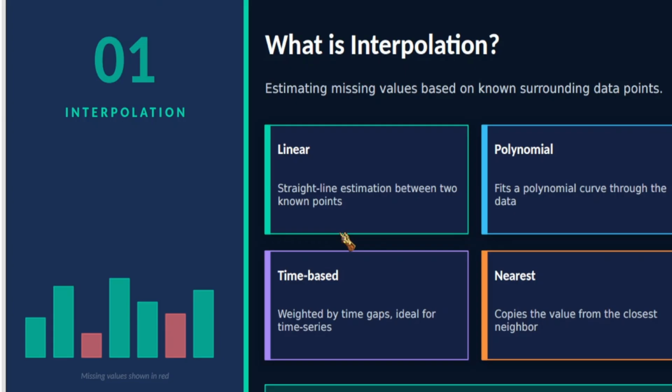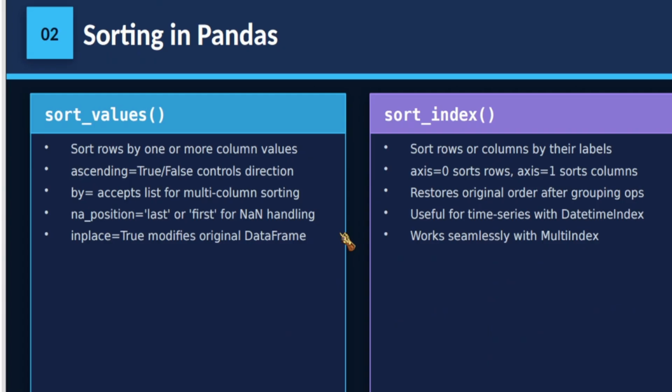Next thing is sorting. So what is sorting? Sorting is arranging values in ascending or descending order. So to sort values, we have two ways: sort_values and sort_index. So how we can do that, we will see.